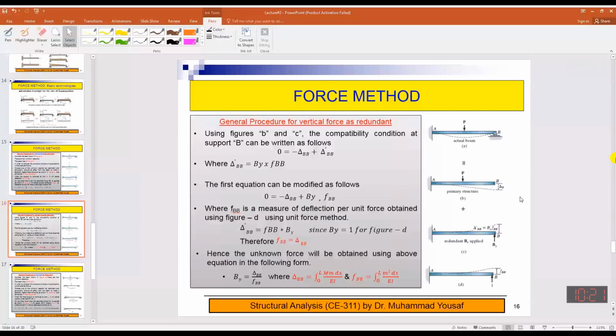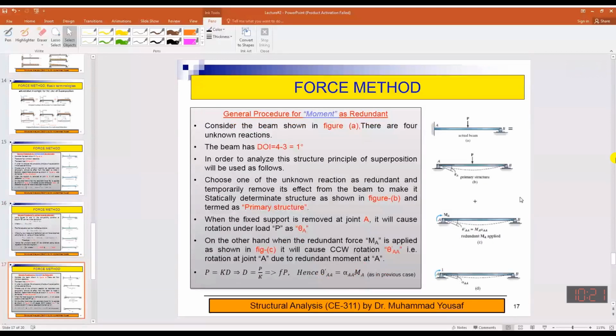Now if you are considering the moment as redundant, then it should be seen that this situation will be converted into a hinge support, because if you consider the redundant, it means which is inactive. Redundant means that which is not acting there, okay. So in such a case, when you have released the moment, its condition will become that of a hinge support. This will resemble the hinge support.